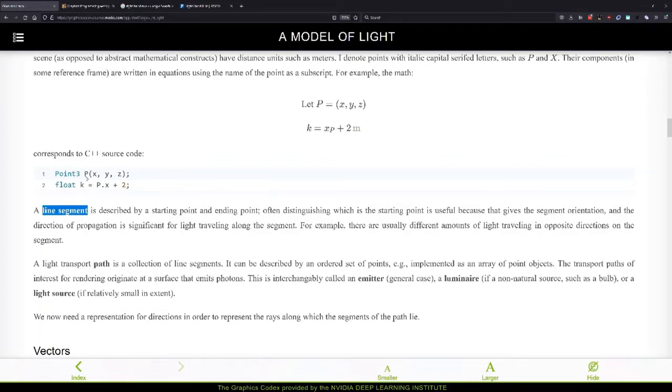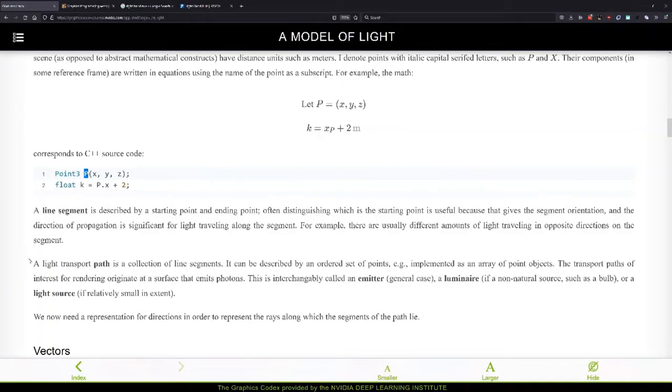So a line segment, you've got 2 points, a start point and an end point. That's just a line segment. Great. Different amounts of light traveling in opposite directions of the segment. Yeah. Since light propagation isn't perfectly symmetrical, light going from one surface to another may not equal light coming from a surface to one.